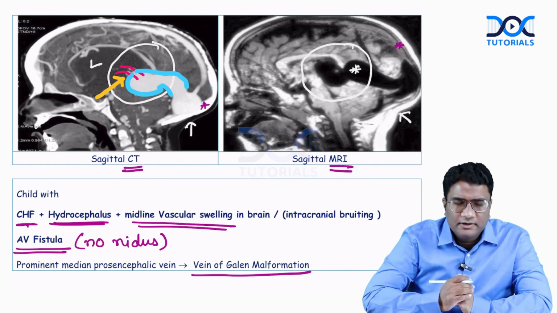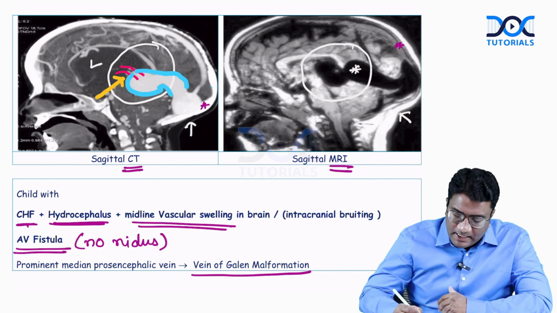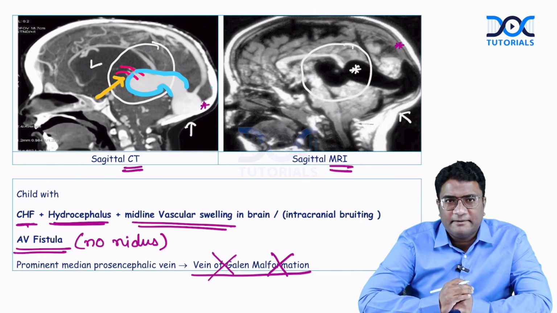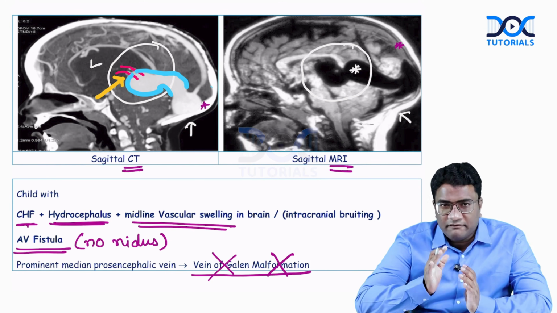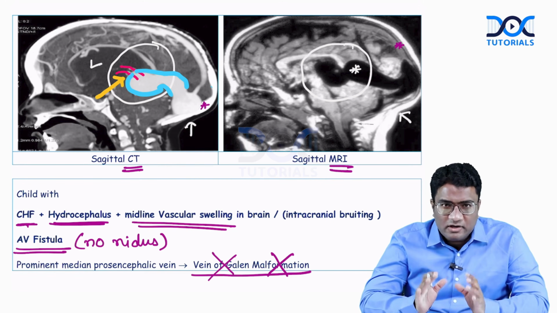There is no nidus. So this is an AV fistula. So vein of Galen malformation is a misnomer. It is neither a malformation, and what is dilated is not a vein of Galen. It is not an AV malformation, it is an AV fistula. Why are we calling it a fistula? You don't see a nidus there, and it is not a vein of Galen.